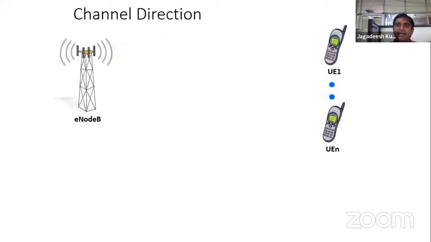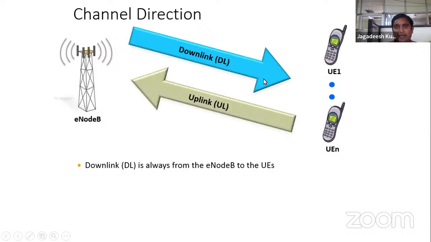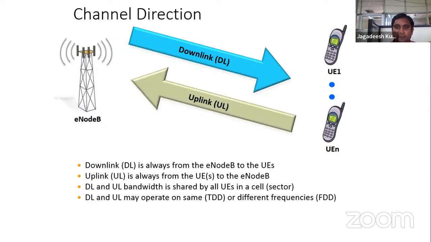So the channel direction I have given. Here is our eNodeB, this is the UE, the end user. So this is our downlink. Downlink is from our eNodeB to the user. Uplink will be from our user to the eNodeB. So in this it was written, downlink is from eNodeB to UE. Uplink is always from UEs to eNodeB. DL and UL bandwidth is shared by all the UEs in the cell sector. DL and UL may operate on the same TDD or different frequencies. This is our downlink and uplink slide.